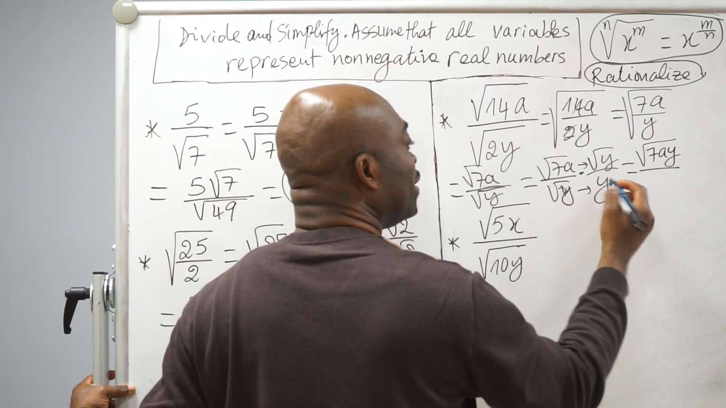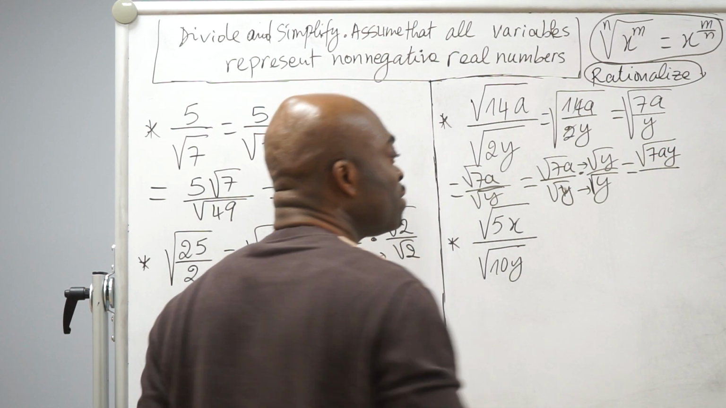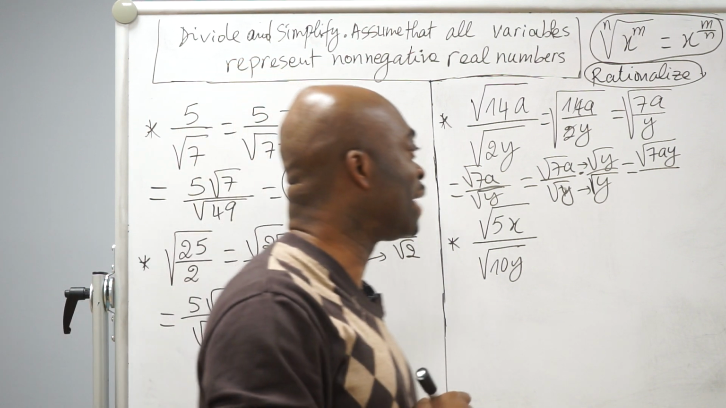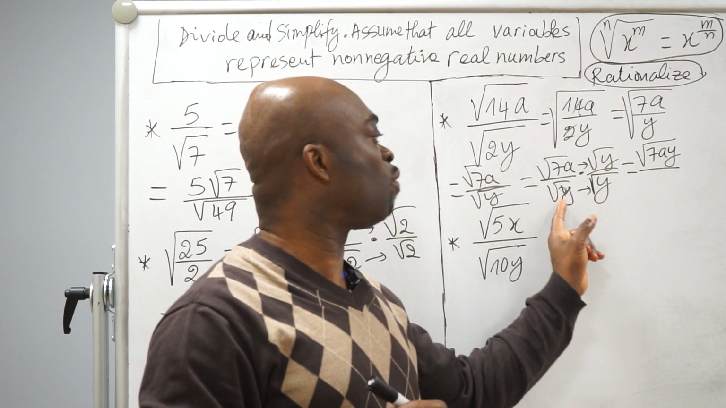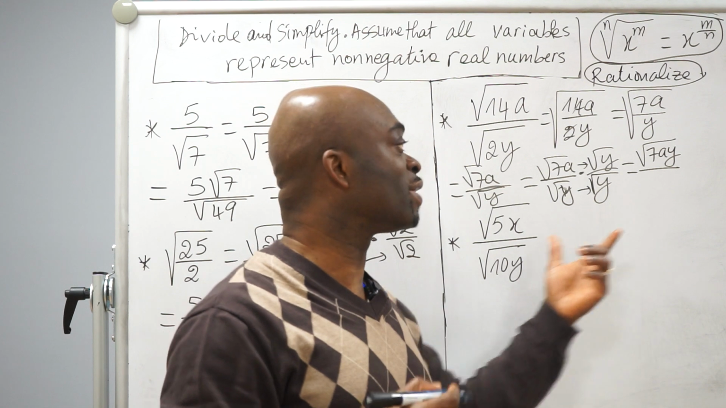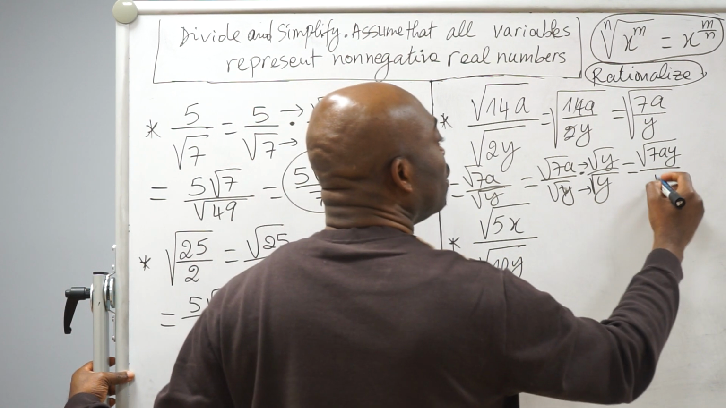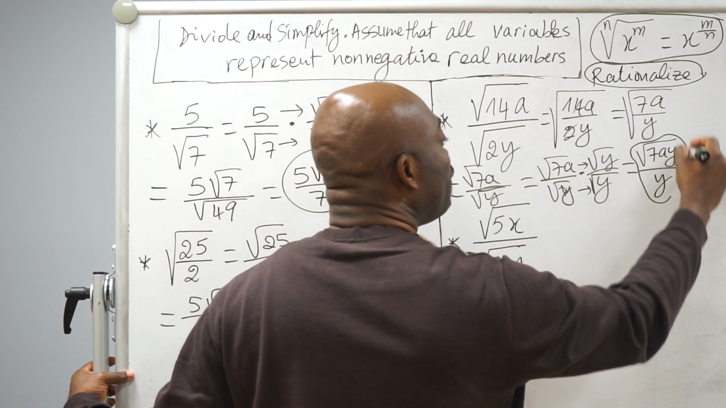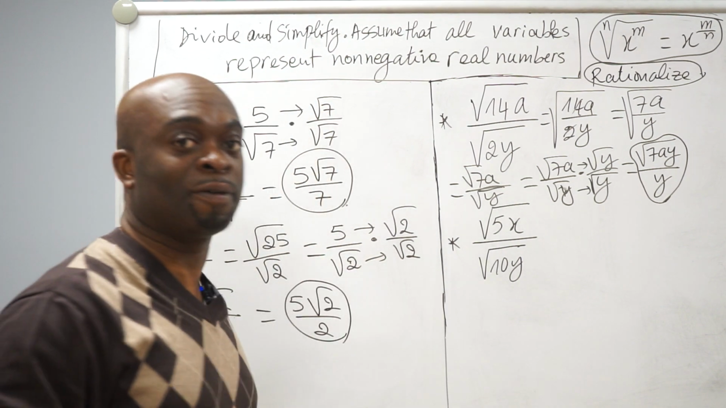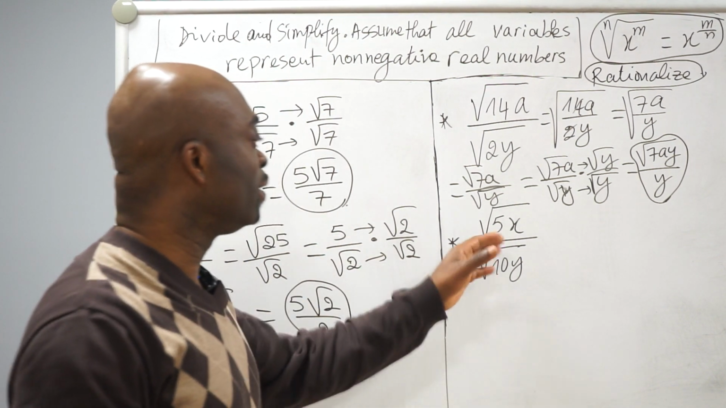So that means we end up with square root of 7ay over, at the bottom here, sorry, this is square root of y. Do not forget about that. Careful. And then y times y, because that's the square root, that will give us y. Okay? And that'll be your final answer. Okay? Then we take square root.